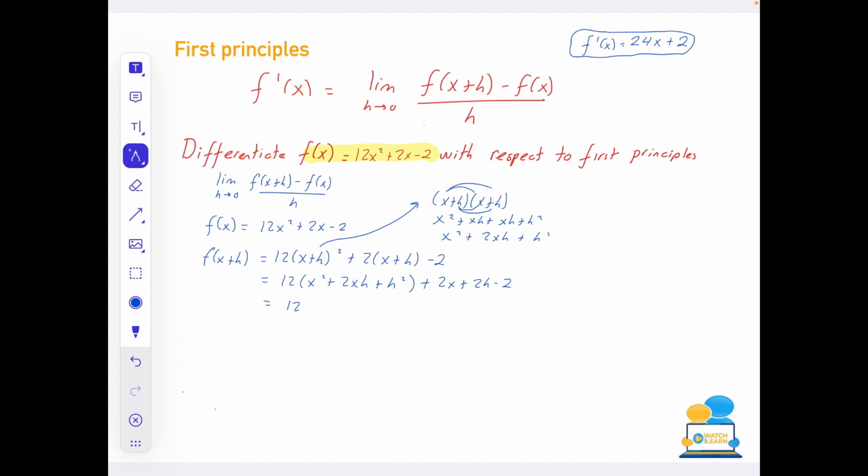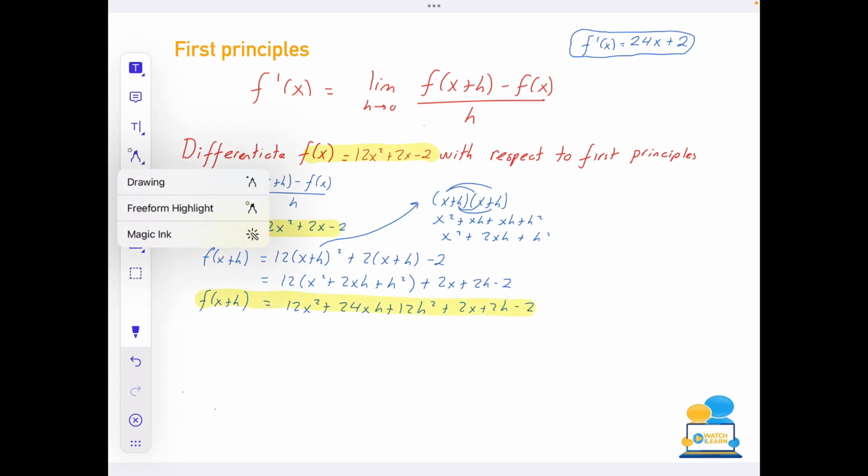When multiplying this 12, this is going to be quite long. It's going to take up the whole screen, so just keep it nice and organized. Okay, I don't think there is anything there that I can tidy up. So that is my f of x plus h.